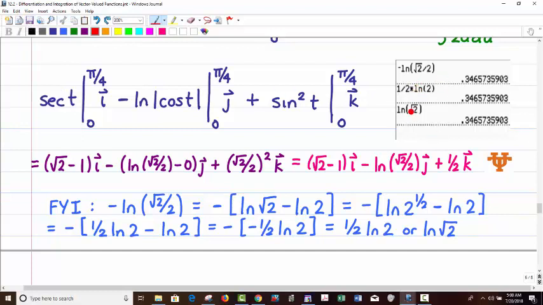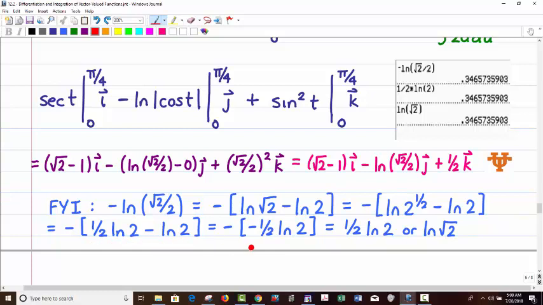In fact, I showed in the calculator that all 3 of these results numerically are the same thing. So I kind of use log properties and split them up like this. It's got a minus because of the minus in front. And 2 to the 1/2 brings the 1/2 down. And 1/2 natural log of 2 minus natural log of 2.